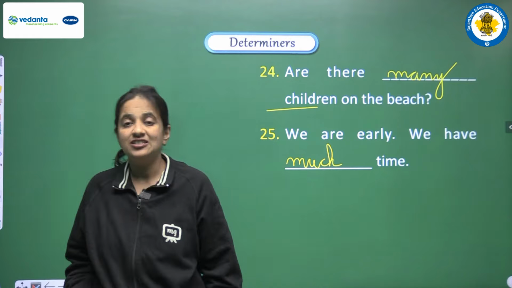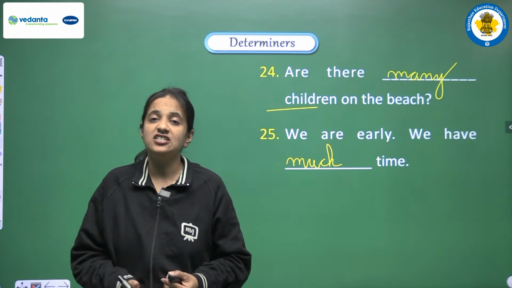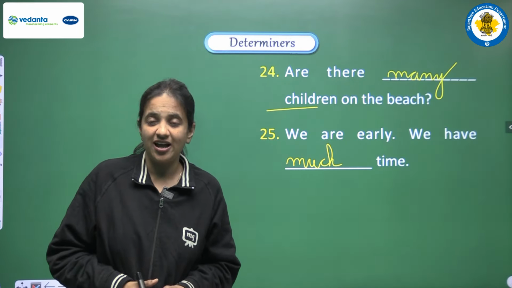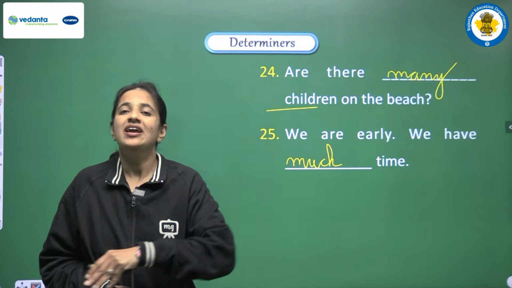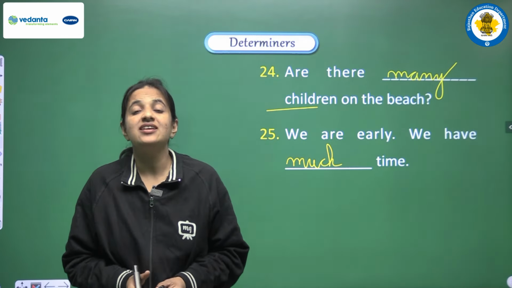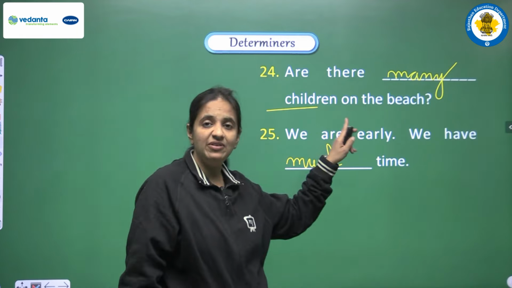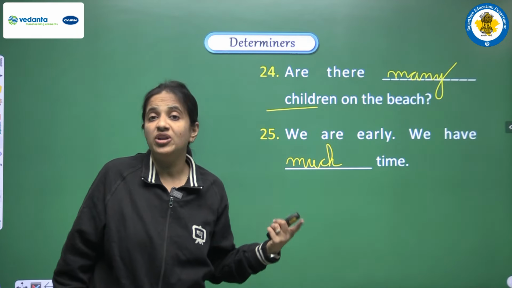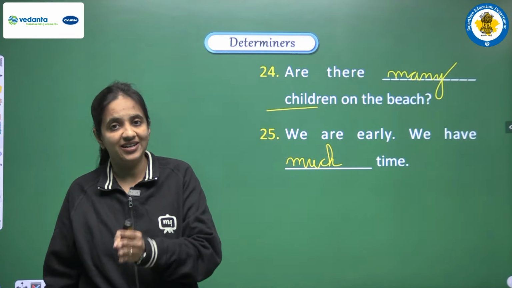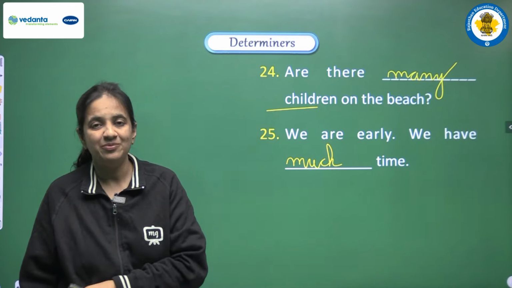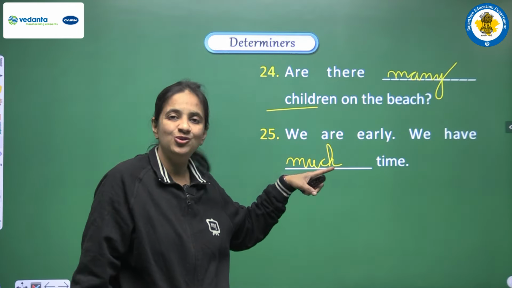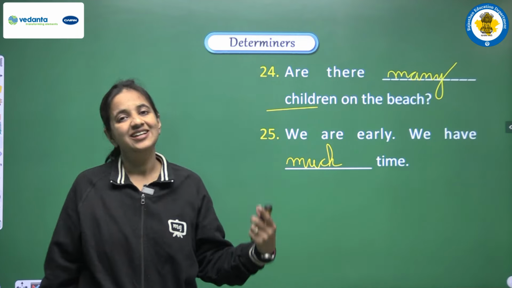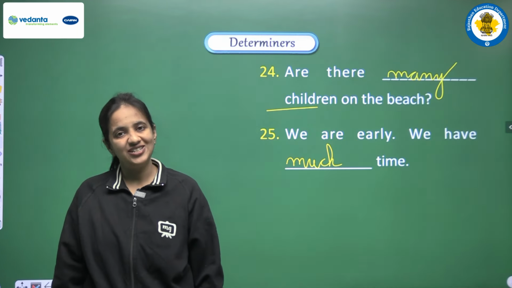Okay, so students, don't get confused at all. Just be very clear about the noun, which noun comes in the category of countable noun and which noun is known as uncountable noun. So when we are having time, time is an uncountable noun. Yes, hours, minutes, seconds, they are countable, but time is an uncountable noun. So for time we have to use much. Clear? So this is all about much and many.